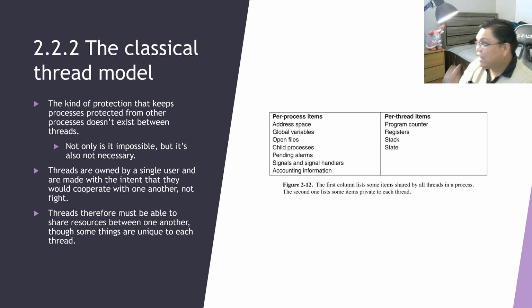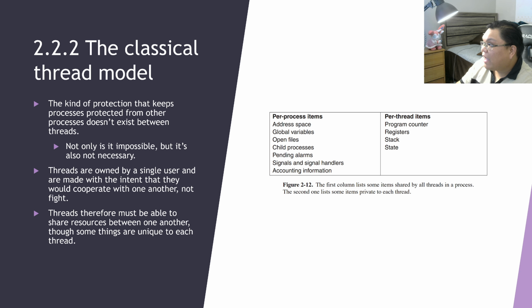Oh, another thing that makes processes and threads different. With processes, we need protection. What do processes need to be protected from? Other processes. We need to make sure that one process doesn't accidentally overwrite the memory of another process. So we need that kind of protection.